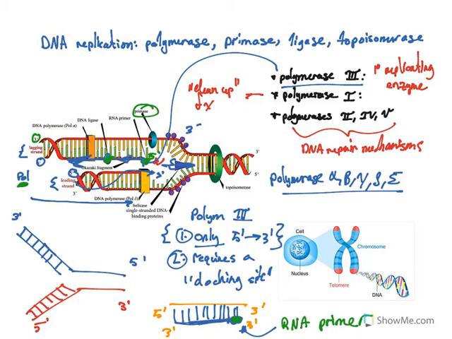And then the same process has to happen over and over, where we're constantly laying a new RNA primer and then moving in the 5' to 3' direction. So let me just erase this right here so you can look at it.